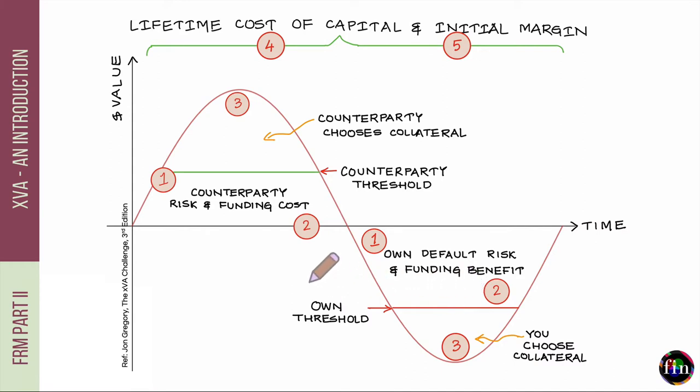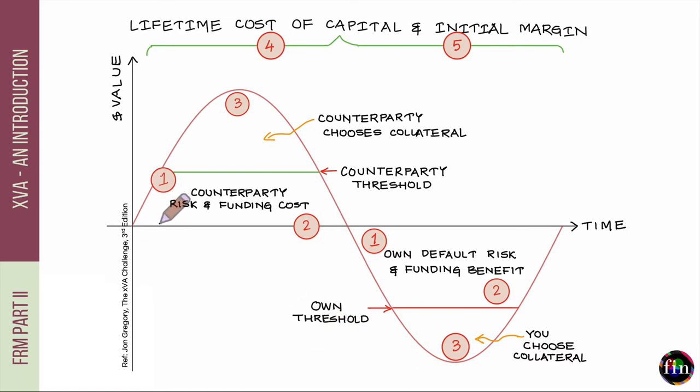Now, in order to balance the risk mitigation benefit that collateral provides with the increased operational burden of posting and receiving collateral, collateral arrangements have within them this concept of a threshold. There will be a threshold that applies to the counterparty. There will be a threshold that applies to me. How does this threshold work?